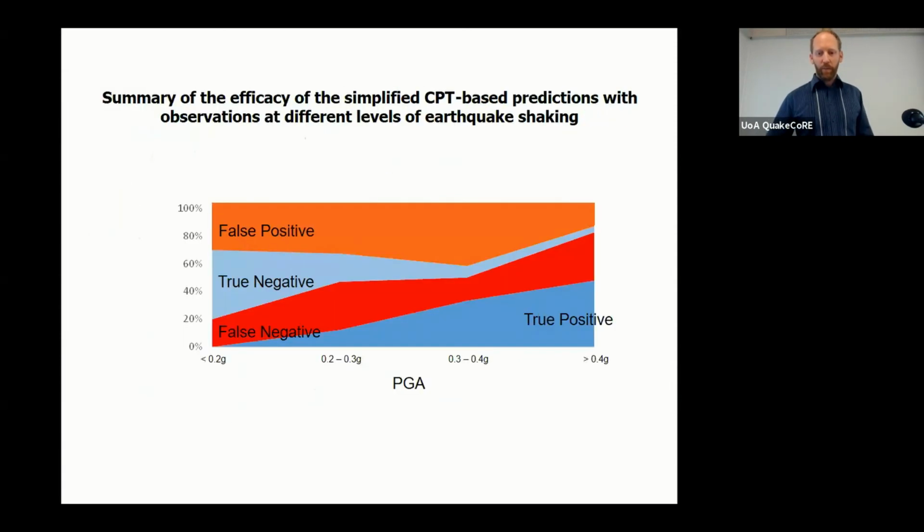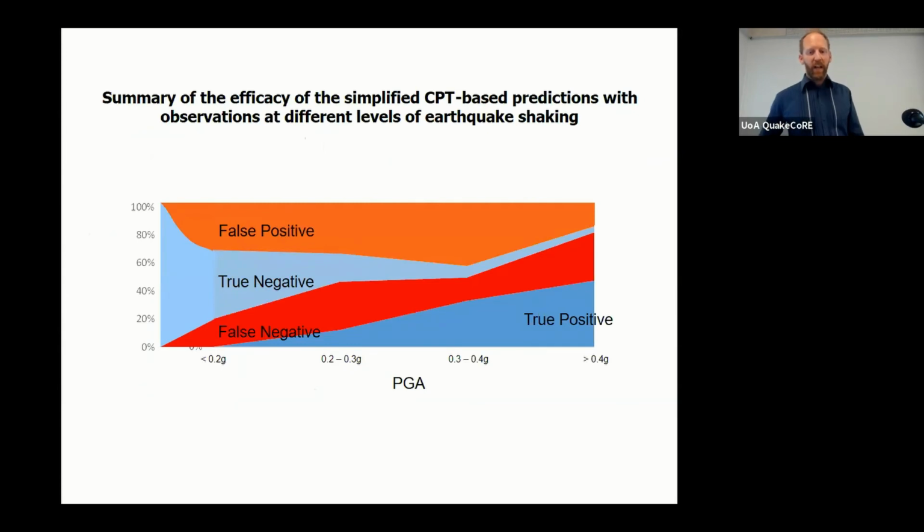Now, if we extend this back to lower levels of shaking, at very low shaking intensities, indeed all these methods become a true negative.